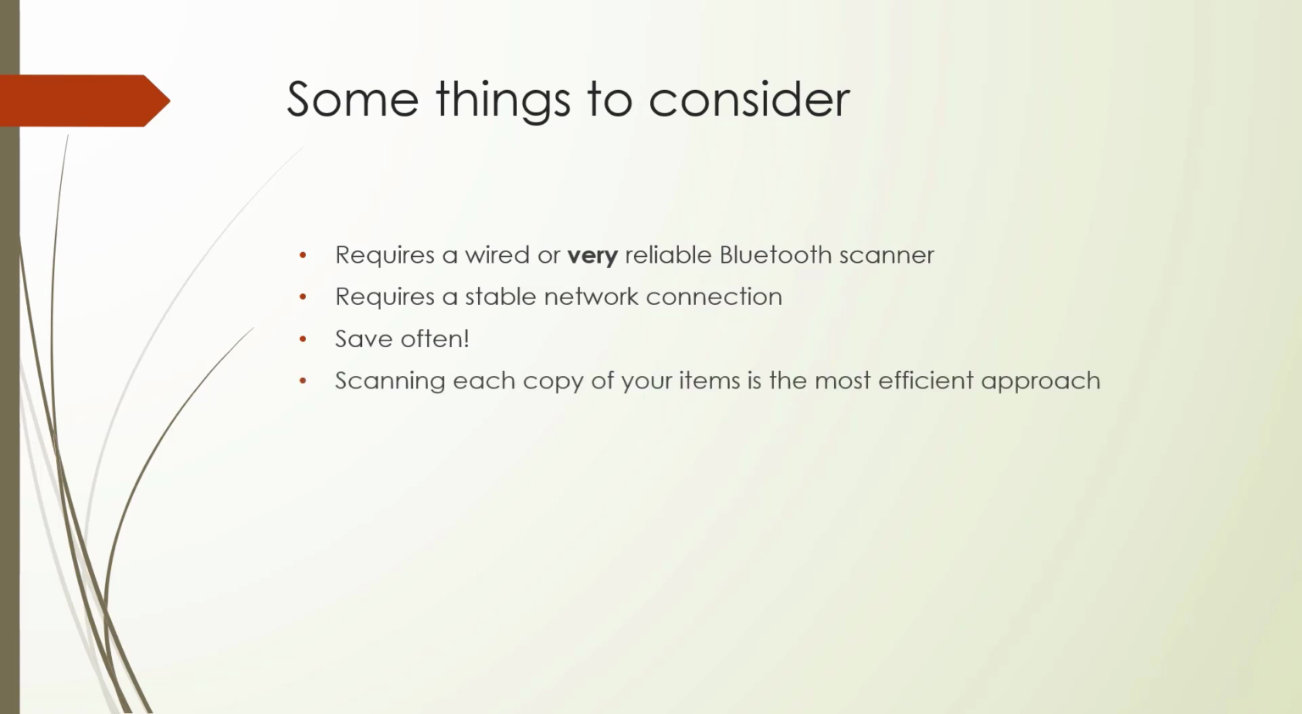The fastest way to count inventory with the ad hoc method is to scan each copy of your items to increment your quantities. For instance, if you have 5 copies of a book, you would scan each copy individually, or scan one copy 5 times.